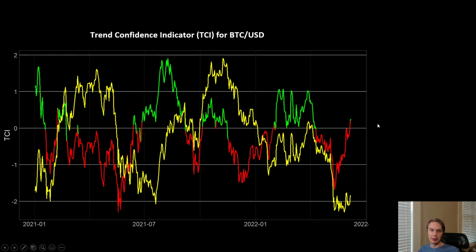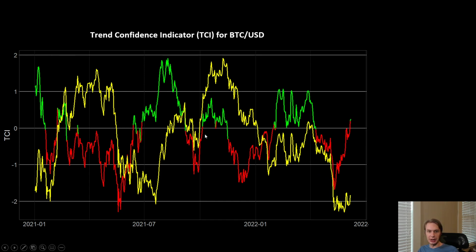Now, again, before we get too excited about this, it's important to close a little bit above this, probably, to be more confident that this is actually going to lead to some follow through. But this is a great sign. This is the first time since leading into this big capitulation that we've seen the TCI flip bullish on Bitcoin, suggesting that this is now potentially looking more like an uptrend than a downtrend.